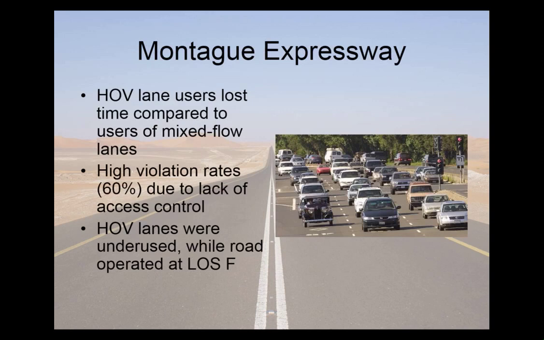The HOV lanes were underused while the rest of the road operated at level of service F. And level of service F is the lowest performance of a road, referring to frequent congestion and low travel speeds. Ultimately, it was decided to convert the HOV lane to general use. It was also decided that the road should be widened and the added lane should be used as an HOV lane on a trial basis to see if HOV lanes could still be made to work if the road was a little less congested.